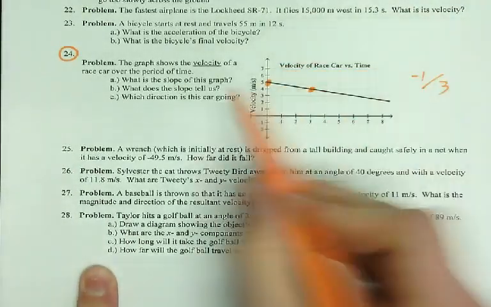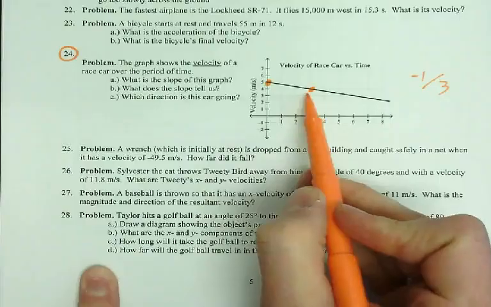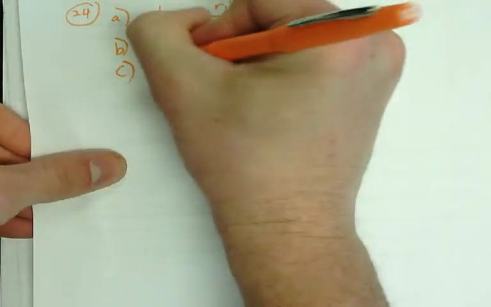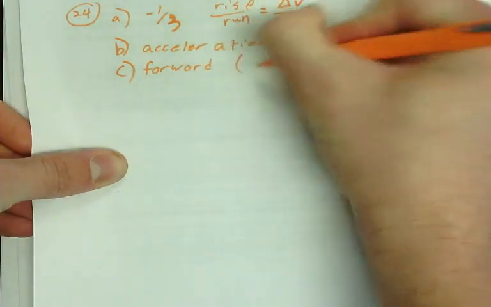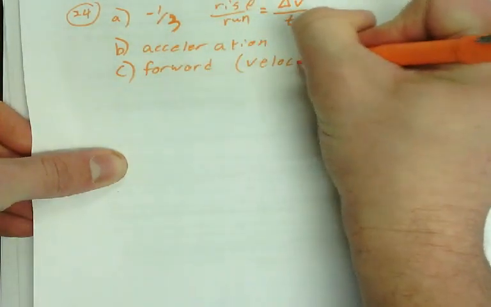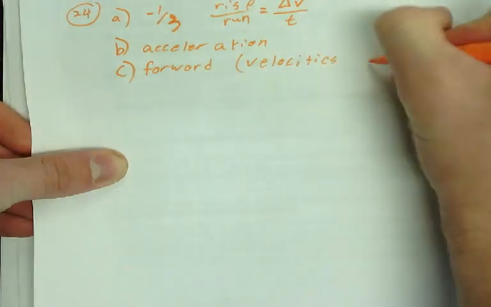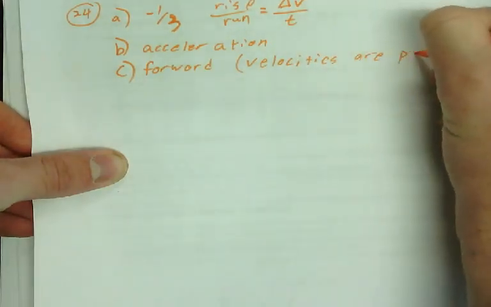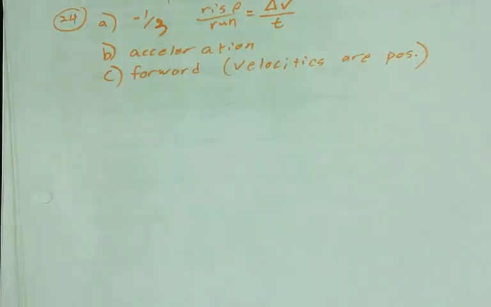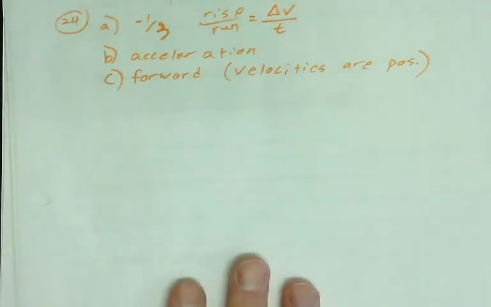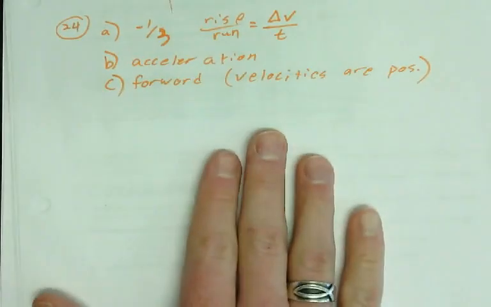I can tell the direction by looking at the velocity. And here are the velocities. My velocity is positive 5, then positive 4. Those are both forward. And I'll just put an explanation: velocities are positive. Again, it's the velocity direction that tells me which way I'm going, not the acceleration direction. Acceleration direction just tells me the change, not the motion. Okay? So that takes care of 24. Any questions on that one?